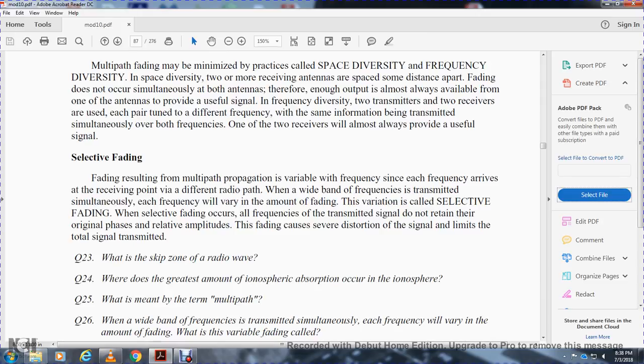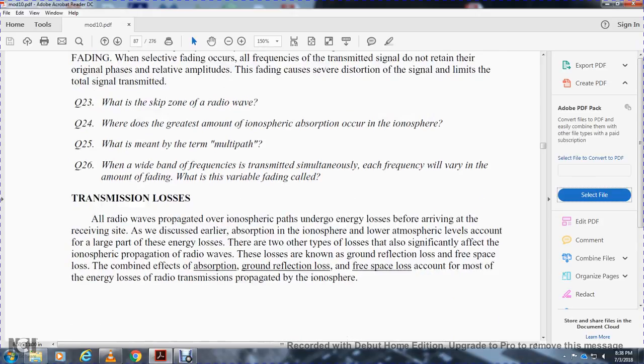All right, selective fading. Fading results from multiple path propagation that varies with frequency, since each of the frequencies arrives at the receiving point by a different radio path. With a wide band of frequencies transmitted simultaneously, each frequency will vary in the amount of fading. This variation is called selective fading. Selective fading occurs when the frequencies of the transmitted signal do not retain their original phase relationship, causing severe distortion of the total signal transmitted.